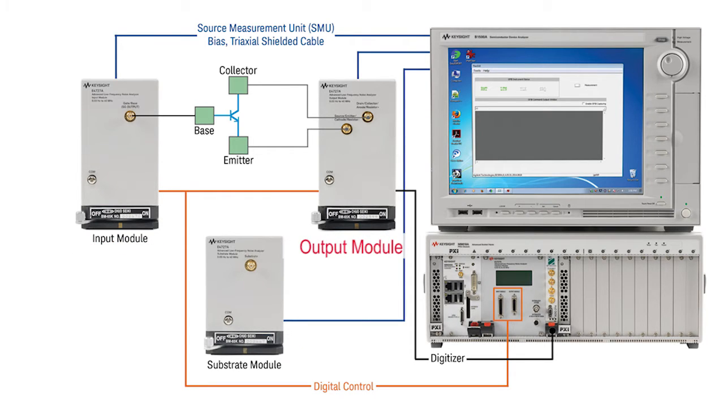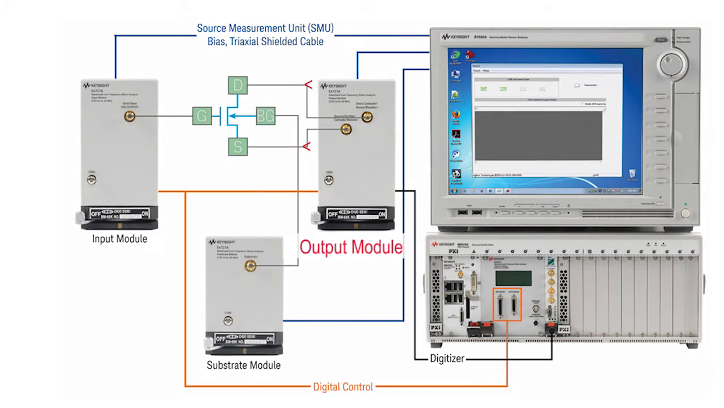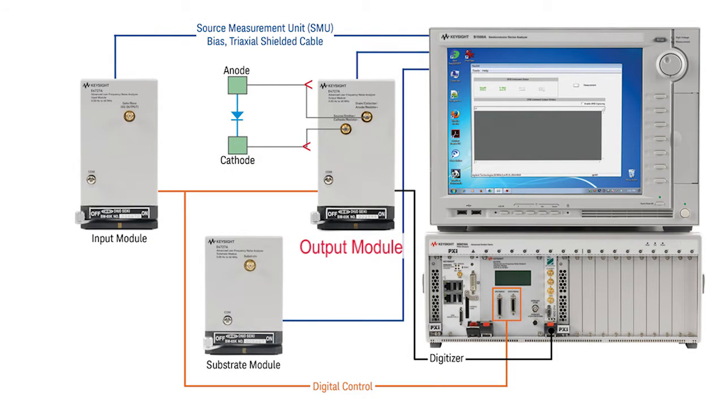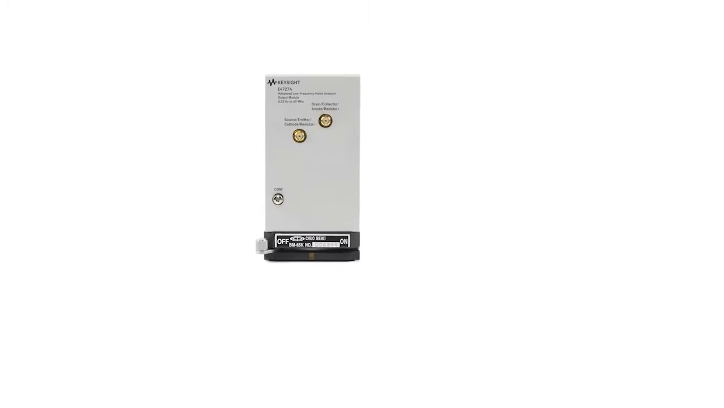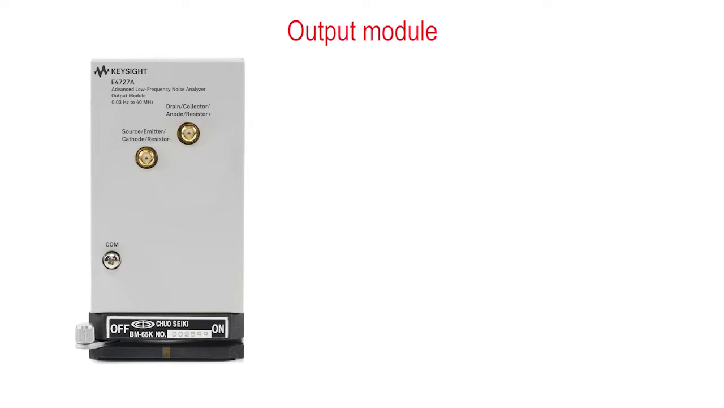The output module is connected to the collector and emitter of bipolar junction transistors, the drain and source of field effect transistors, or used for two-terminal devices. The resistor bank in the output module covers from 0 to 100 megohms in 25 selections, providing maximum flexibility.